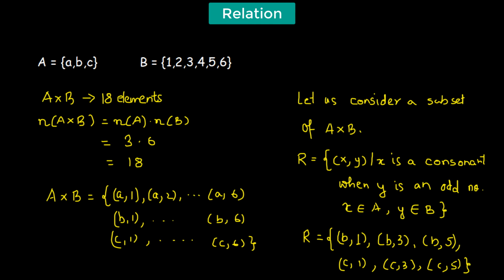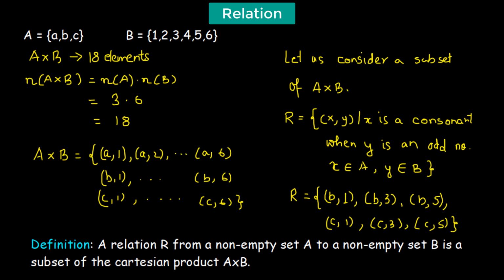So what we have done is we have formed a subset. We have formed a set R, which is a subset of our Cartesian product of A and B, and also there is a relationship between the first element and the second element of the ordered pairs. So let us write down the definition. Our definition states that a relation R from a non-empty set A to a non-empty set B is a subset of the Cartesian product of A and B.